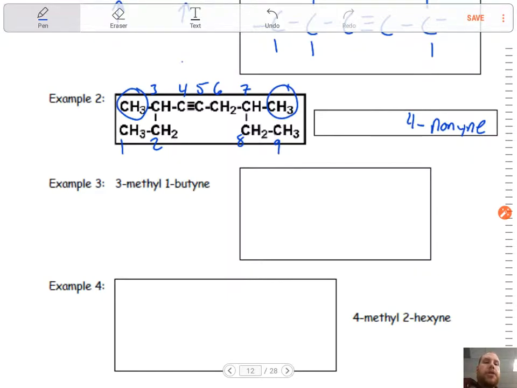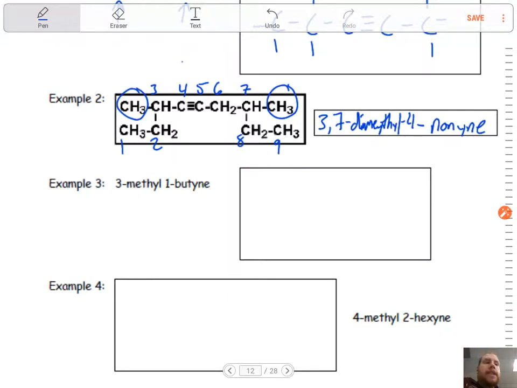Now we can do the branch chains. So I've got a branch chain off of carbon 3, and I've got a branch chain off of carbon 7. They're the same branches, right? 1 carbon each. So that's going to be methyl. But if I have 2 of the same, what prefix do I need? Di, right? So this is 3,7-dimethyl-4-nonyne. Now, do I anticipate them giving you something like this on the Regents? I would be shocked, but they could.